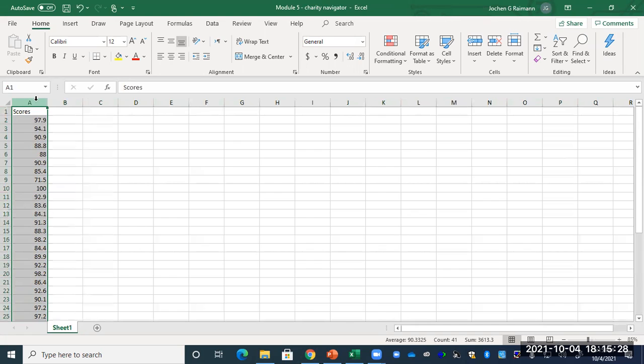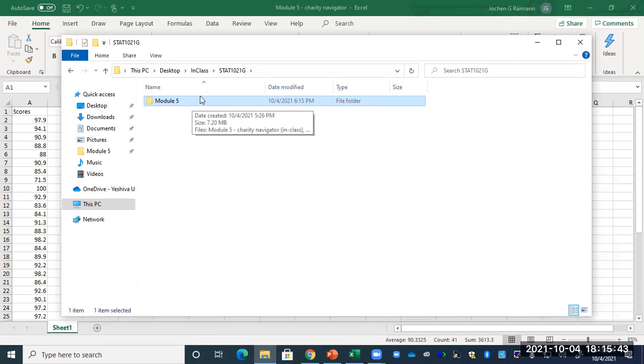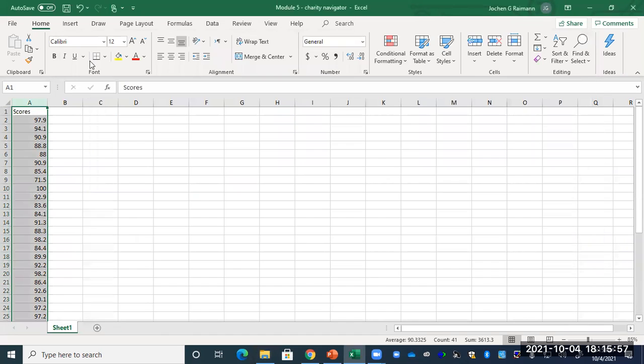So if you all download the scores and load them as we did in the past, we load it on desktop, in class, in STAT1021G, then we create module 5, which is today's module. And we are loading the Charity Navigator file from Canvas into this folder. Is that okay? So now we have all these scores here.